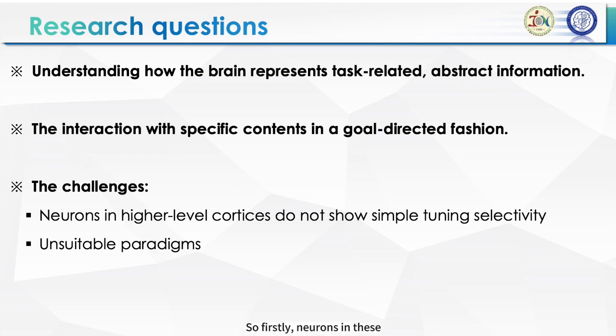So firstly, neurons in these higher level cortices do not show simple tuning selectivity the same way neurons in early visual cortex show. For example, the orientation tuned neurons in V1 or the color tuned neurons in V4, among other areas. And secondly, when people do study abstract task information and their representations, they often use qualitatively different conditions that make it difficult to test the neural coding principles adopted by these representations.